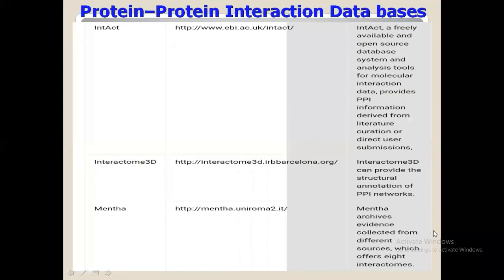Then the next one is IntAct. IntAct is a freely available, open source database system and analysis tools for molecular interaction data, which provides PPI information derived from literature curation or direct user submissions. The next one is Interactome3D. It can provide the structural annotation of PPI networks. Then Mentha archives evidence collected from different sources, which offers 8 interactomes.